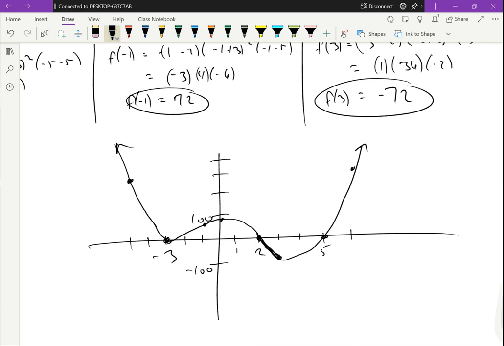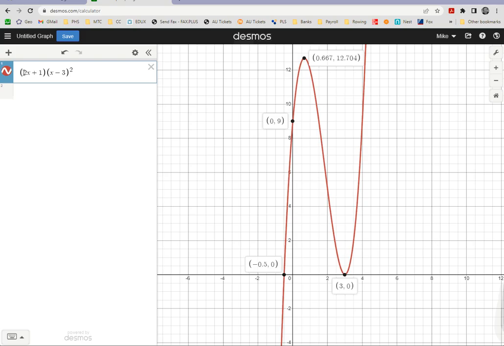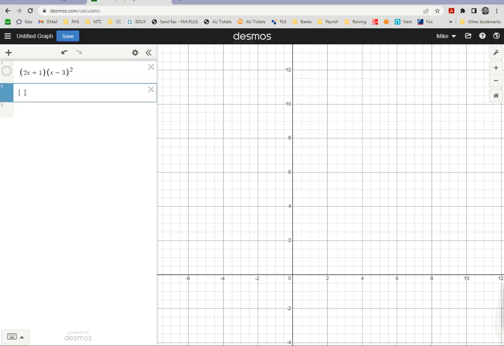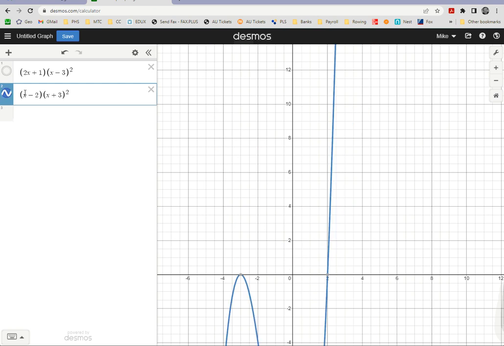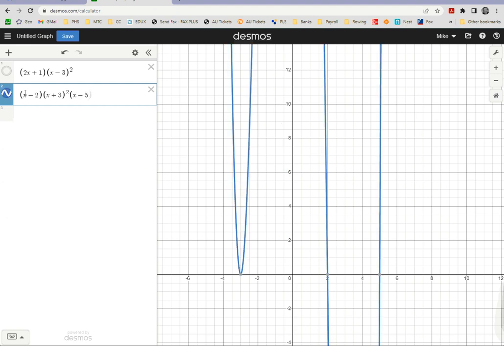If we go back and take a look in the graphing calculator, let's see what we had. So this was x minus 2 multiplied by x plus 3 squared multiplied by x minus 5. So it looks like we do have an x-intercept at -3 that we turned on, went through x equals 2, went through x equals 5.